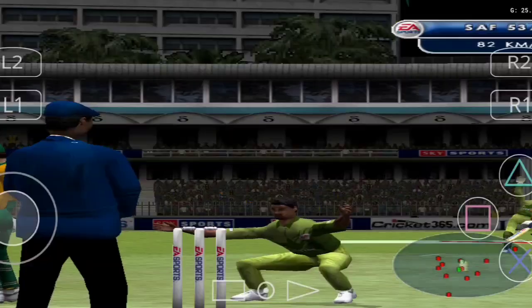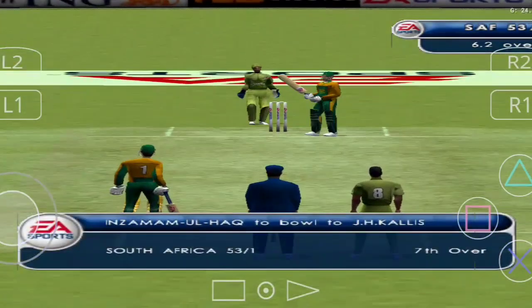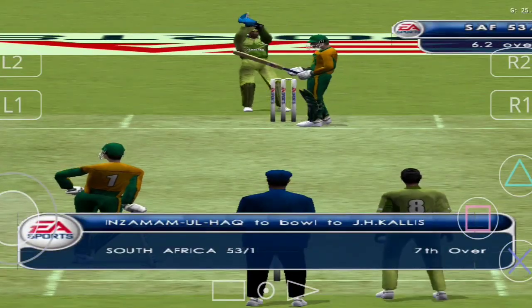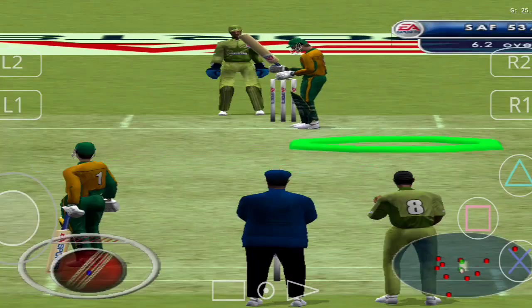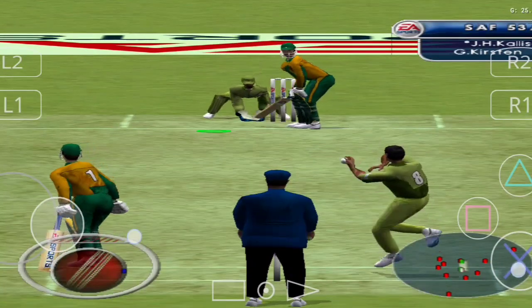Confident appeal. The umpire turned that one down, but it did look very close. The umpire didn't have to think too hard about that one. Yes, Richie, that looked absolutely plumb. I think the umpire got that one wrong, to be honest.